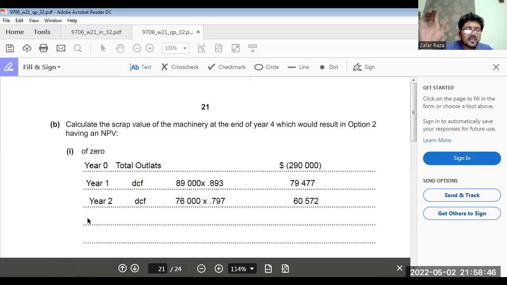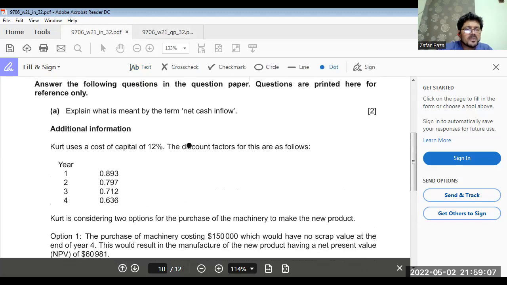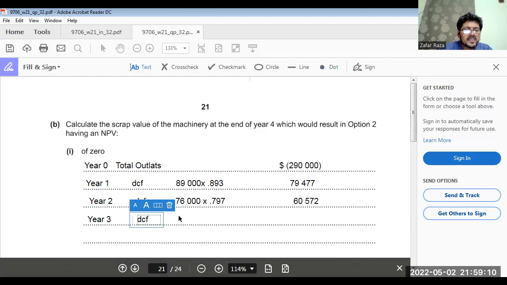Now, year 3. Year 3, DCF, that was how much? 63,000 at 0.712. 63,000 multiplied by 0.712 is 44,856.